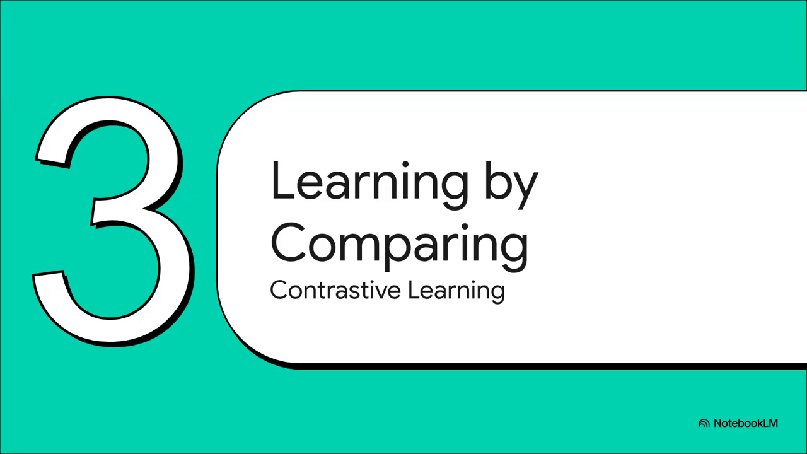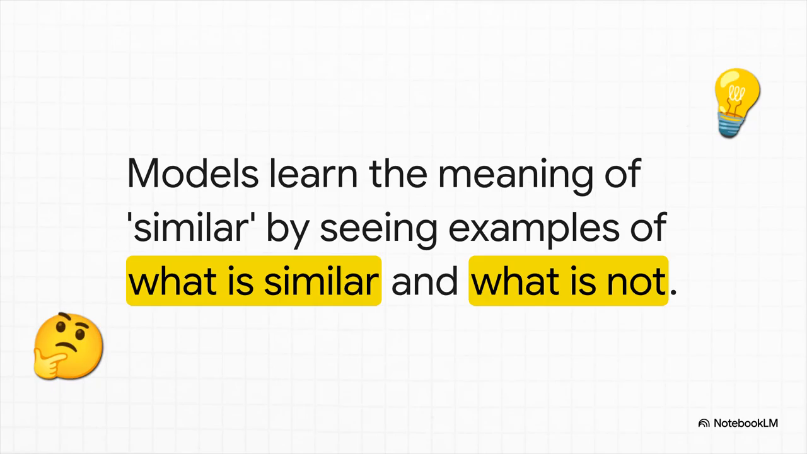Okay, that all sounds pretty cool. But how does the model actually learn to build this map to begin with? How does it figure out what similar even means? Well, the key idea here is that models, a lot like us humans, learn best by comparison. To really understand what something is, it really helps to understand what it is not.